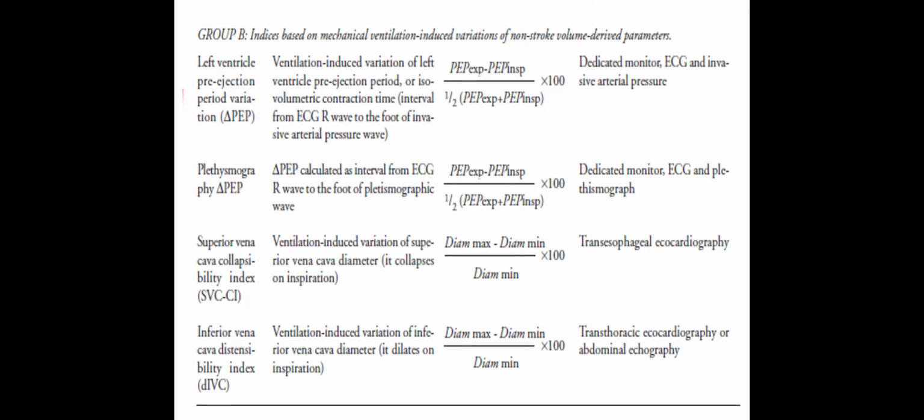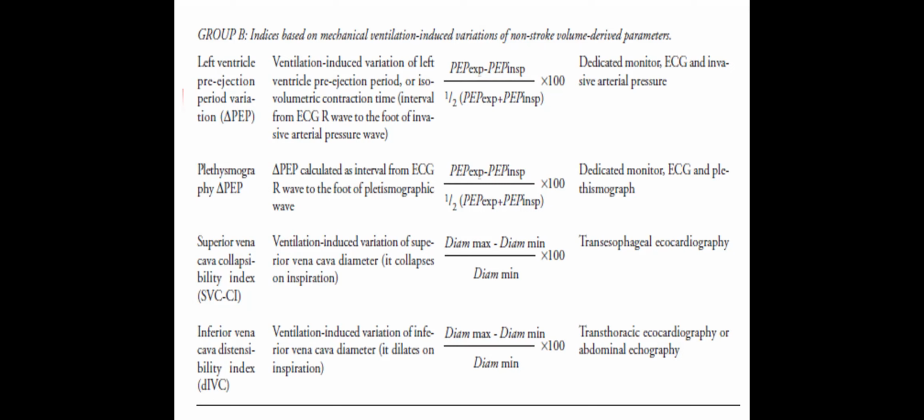Then we have the measurement of variations in the diameter of the great vessels, which are also very good predictors of fluid responsiveness. One is the SVC collapsibility index and the other is the IVC distensibility index. So let us understand the two differences. One is measuring the collapsibility and another is measuring the distensibility.